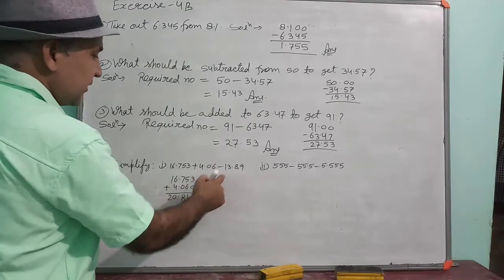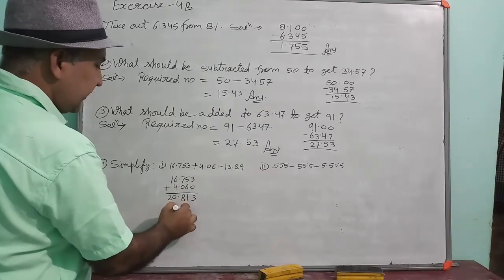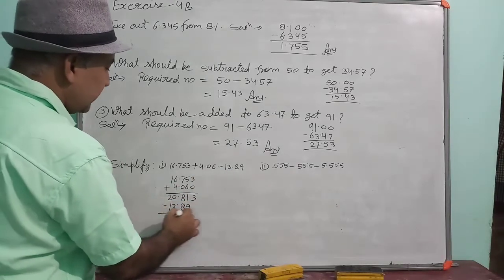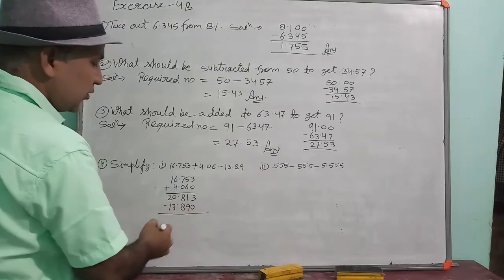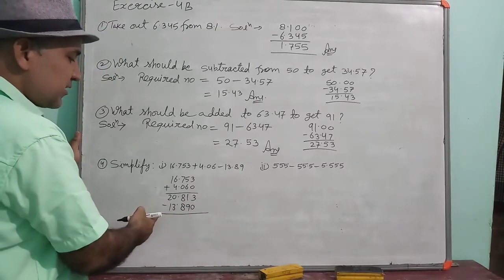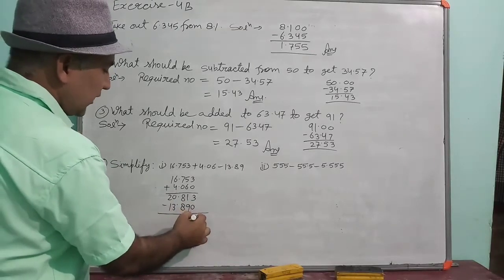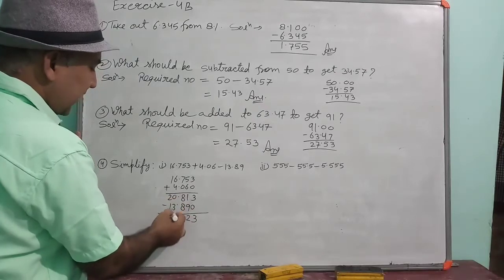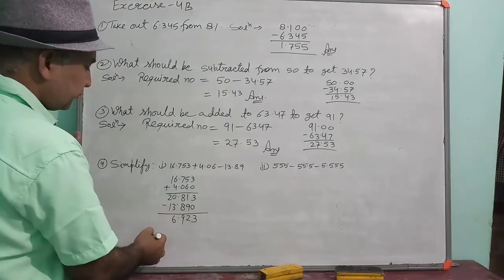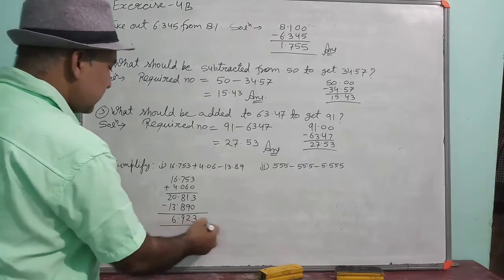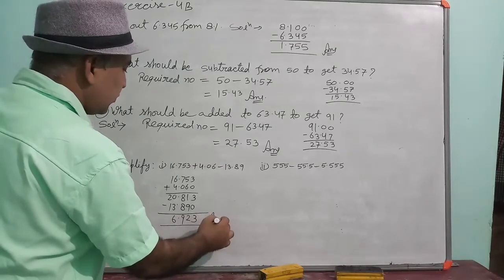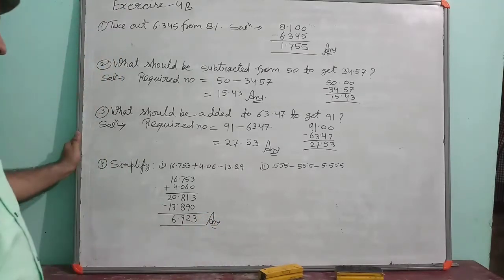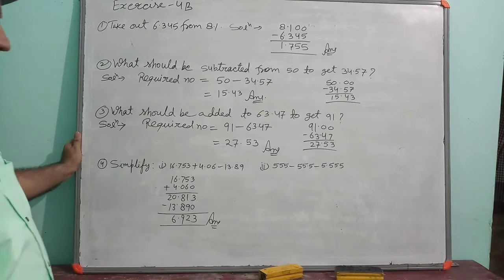From this number subtract 13.89. Again increase 0 from your side to convert into like decimals. Now subtract and get your answer. 3. 11 minus 9 is 2. 17 minus 8 is 9. 9 minus 3 is 6. And this is only 6.923. Understood? Now see this one.